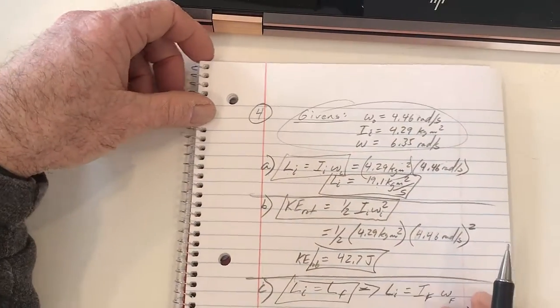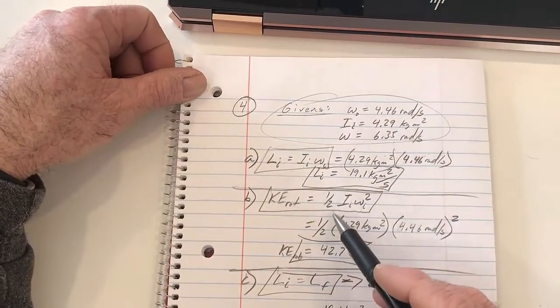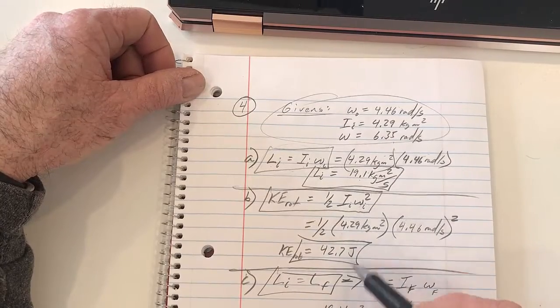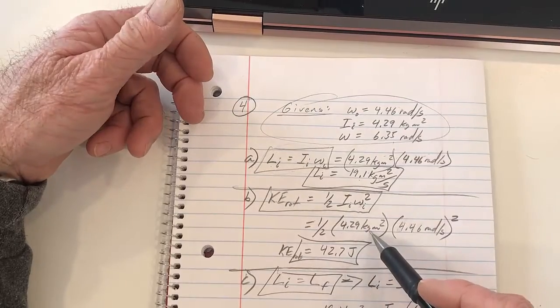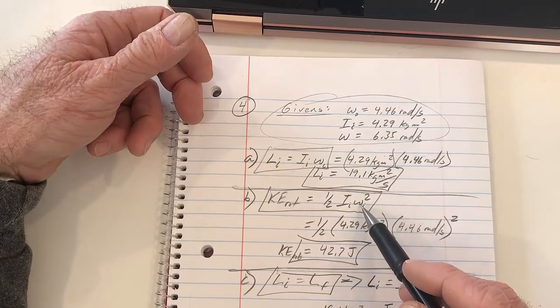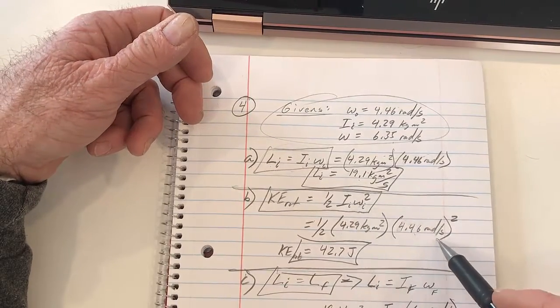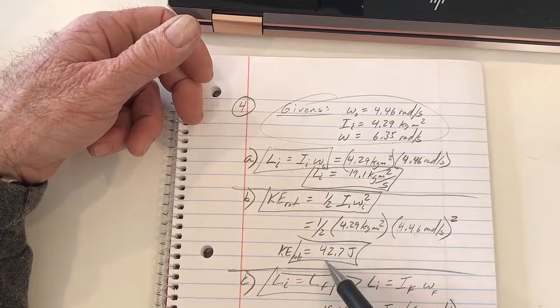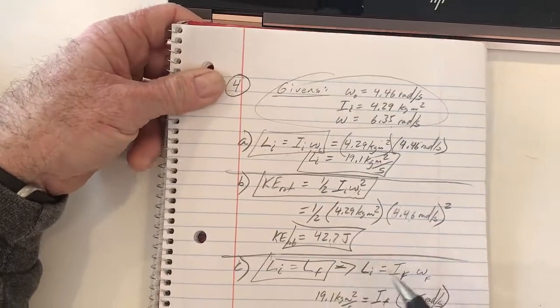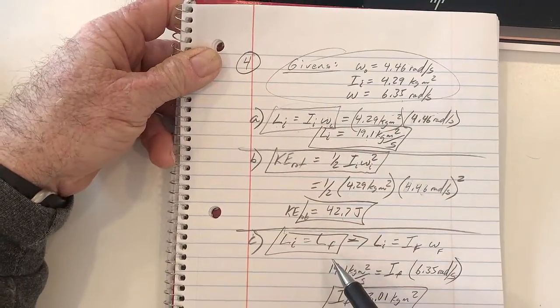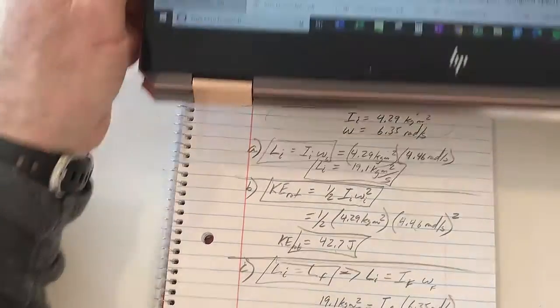Here you can just use the rotational kinetic energy formula, 1/2 I omega squared. I is her initial moment of inertia. Omega is her initial angular speed. Don't forget to square it. And when I do it, I get that, but you're going to get something different. Number 4, this is all number 4.